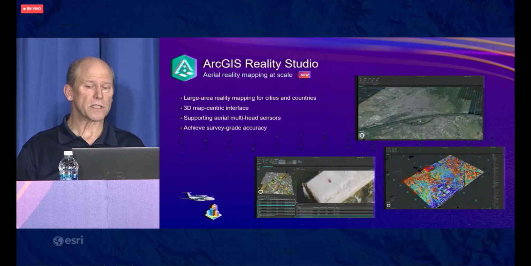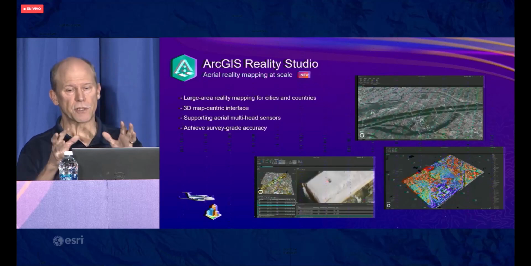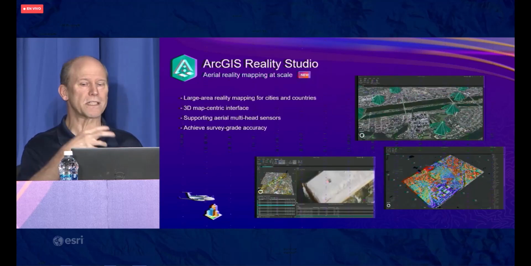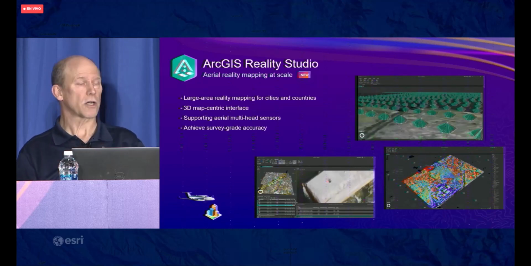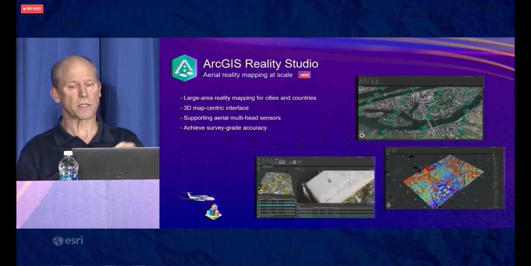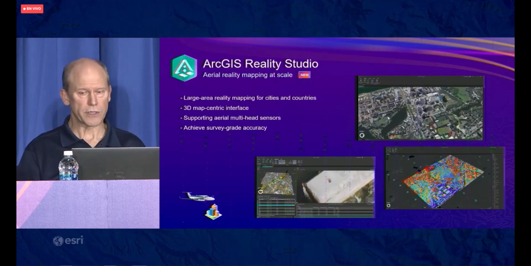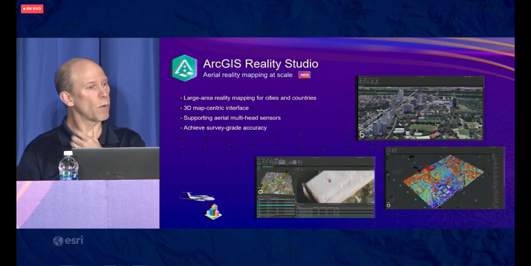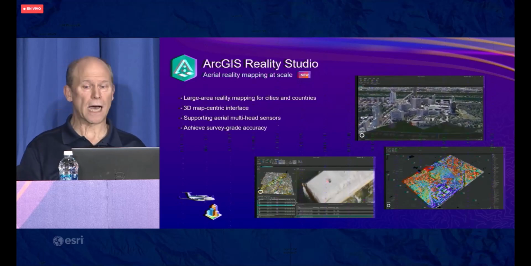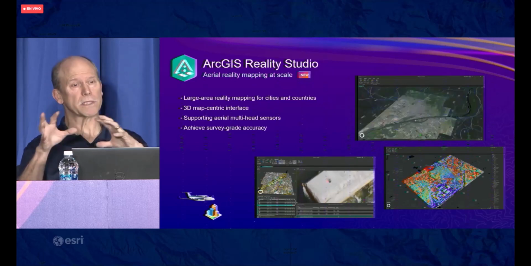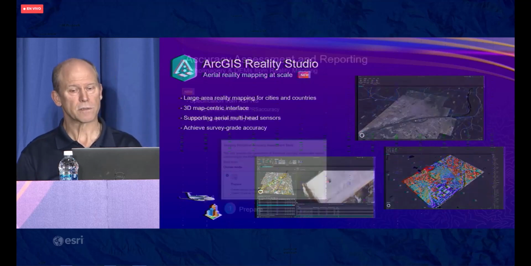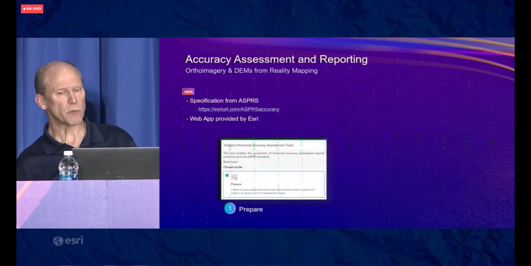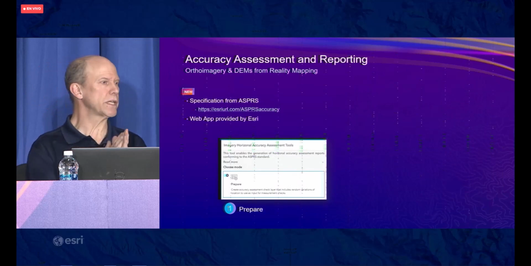And then for organizations that would prefer an application focused specifically on image processing without the additional functionality of ArcGIS Pro, ArcGIS Reality Studio is the solution for large area aerial surveys. It's designed for citywide and countrywide mapping, and it's optimized for working with the multi-head cameras that are used very commonly in survey aircraft. And before we leave reality mapping, there's one more new capability I want to highlight.